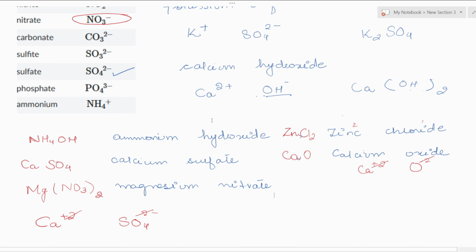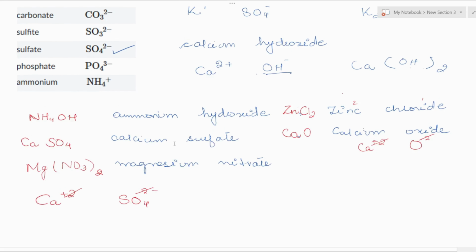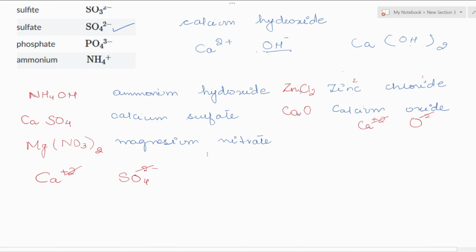So while writing a chemical equation, you must know the correct formula. And the second thing is you must know their physical states. How to write a physical state? Most salts are soluble in water. Only some are not. Which are not soluble? Let's talk about those.